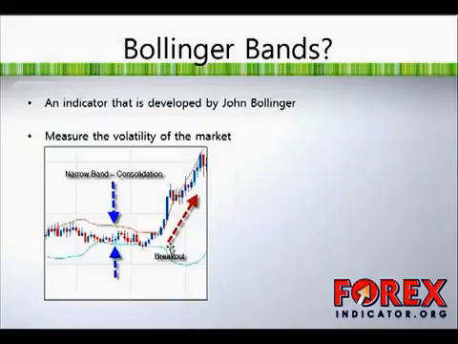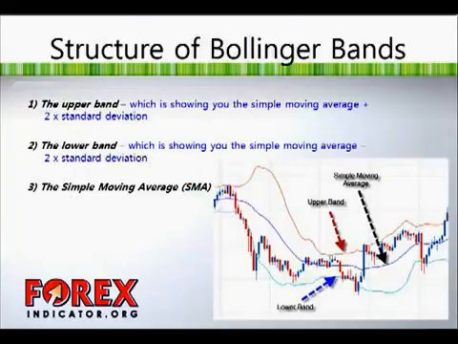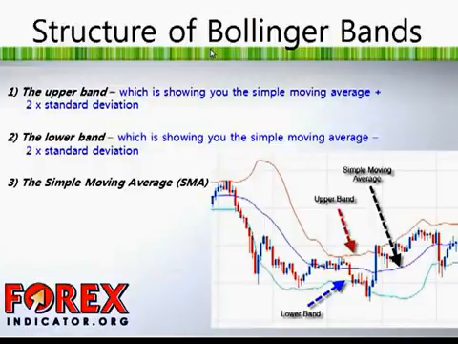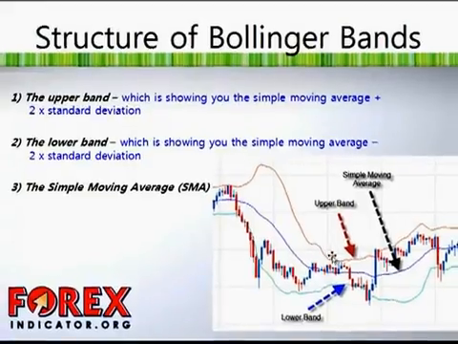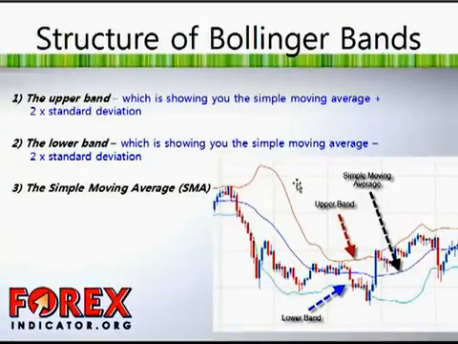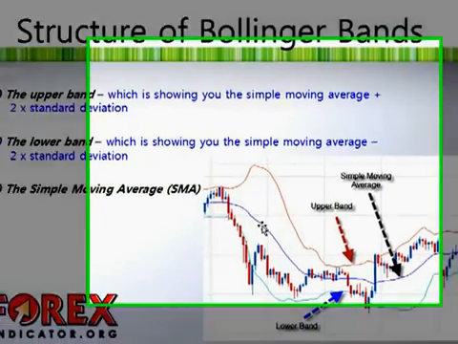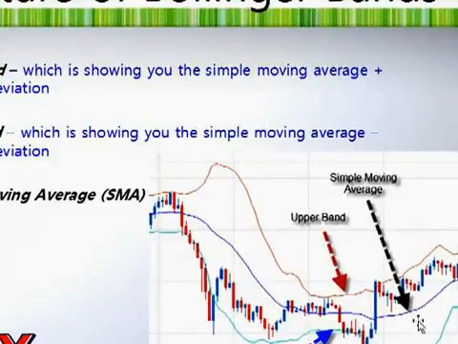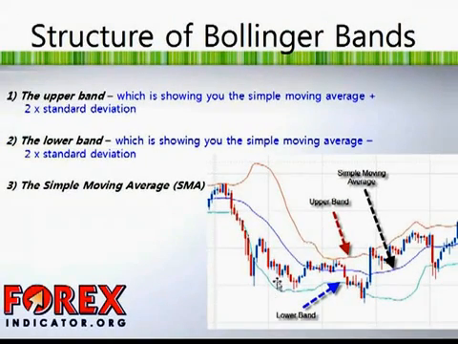So let's take a look at the other uses. First of all, we need to understand the structure of this Bollinger Band in order to know what we can do with it. Basically, the Bollinger Band consists of the upper band, which you can see from the red color line here, the lower band, as well as a simple moving average, which is the dark blue color line in the middle.